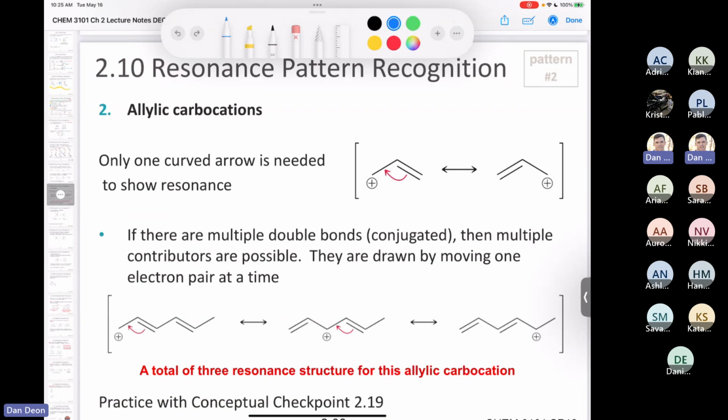And so the same old rationale. We have our pi bond. We go 1 atom away.